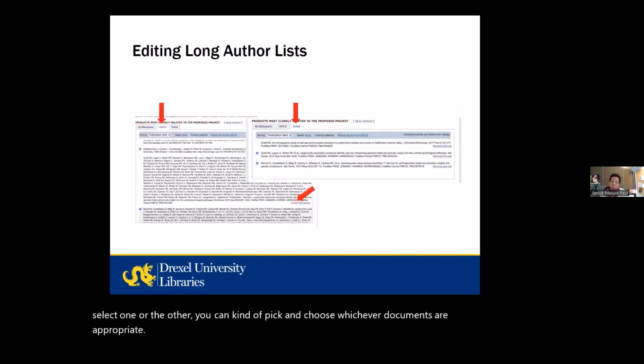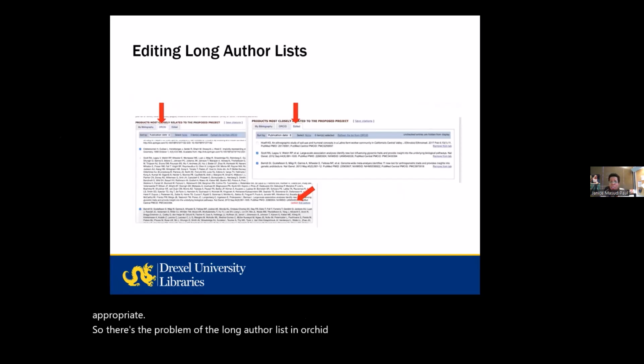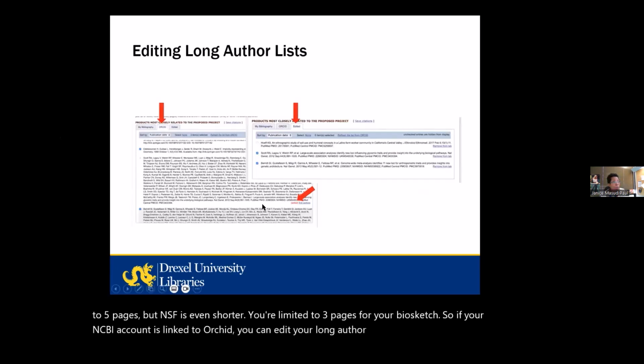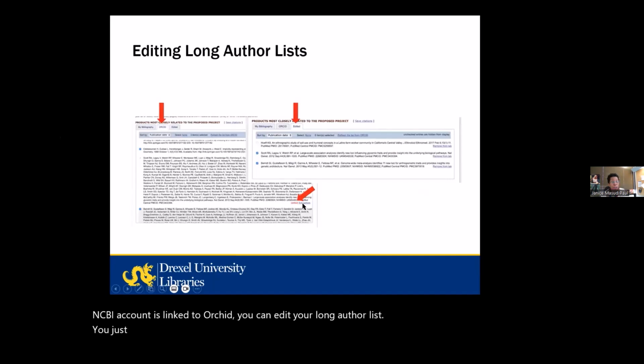So there's the problem of the long author list in ORCID. I think that the NIH Biosketch is limited to 5 pages, but NSF is even shorter. You're limited to 3 pages for your Biosketch. So if your NCBI account is linked to ORCID, you can edit your long author list. You just click on the link here, which says Edit Author, and then you can edit it using the phrase et al. after one or more authors.